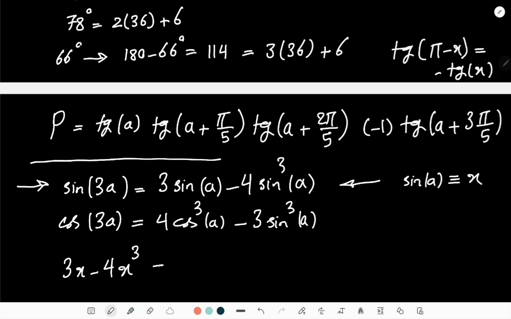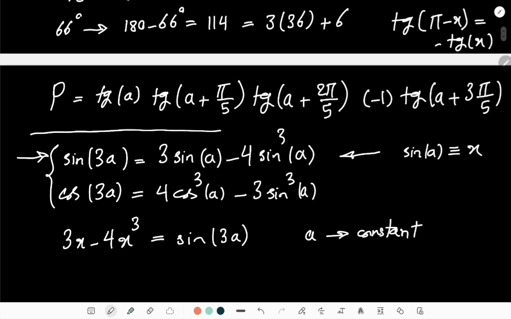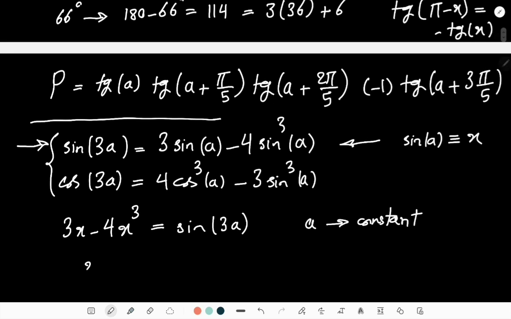And I put this equal to sine of 3a. Okay, so a here is basically a constant value, and x is a variable, and I would like to solve this problem. So it's a cubic equation. What are the roots x1, x2, and x3 for this equation? I know you're just wondering why I'm doing all of these things, but you will see in a minute why I'm doing all of this.